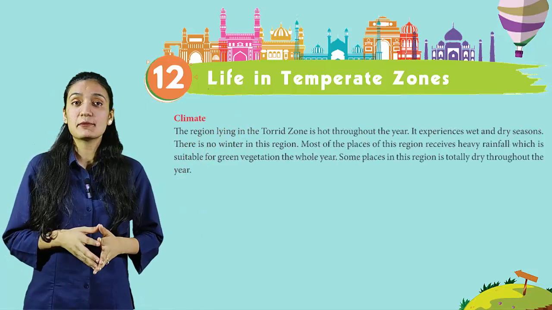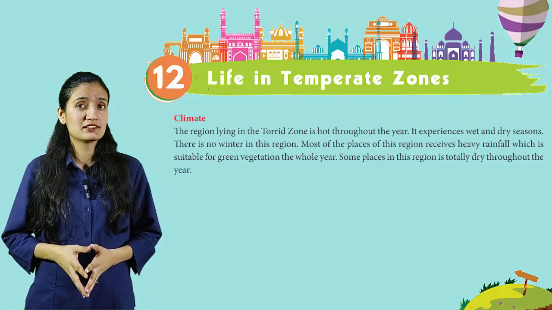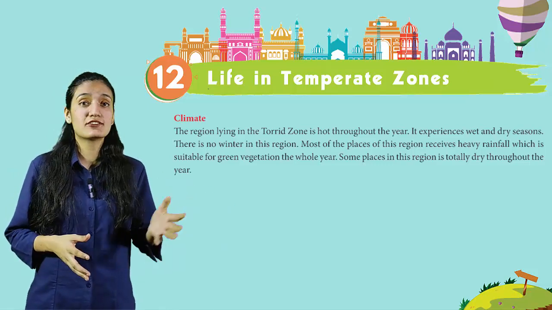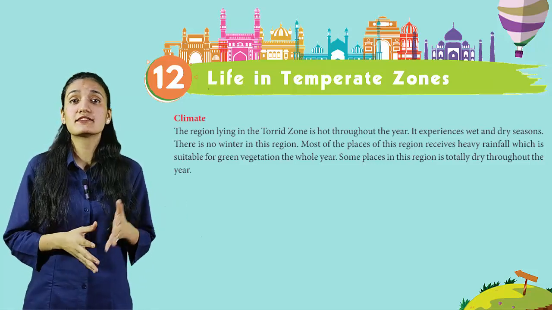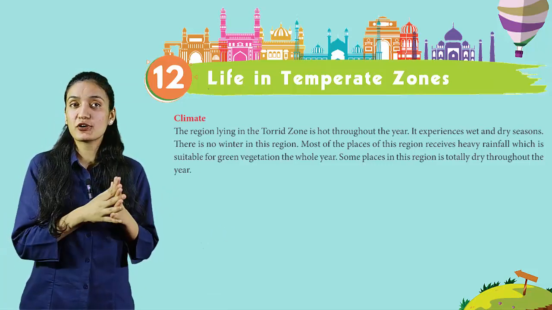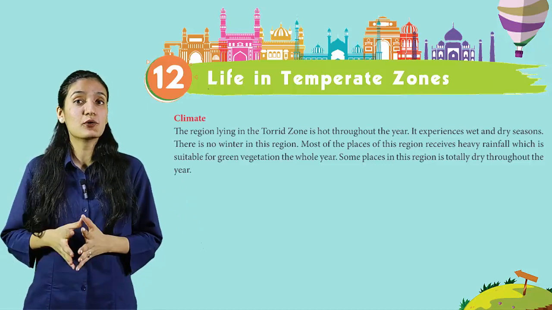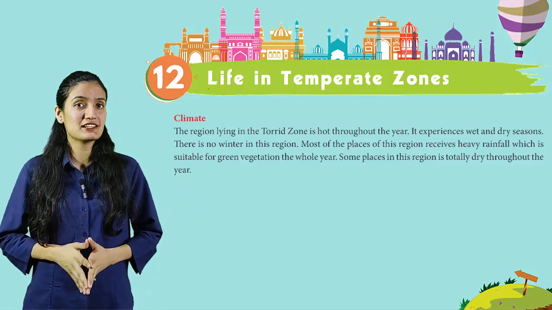Now, climate. A region lying in the torrid zone is hot throughout the year. It experiences wet and dry seasons. There is no winter in this region. Most of the places of this region receive heavy rainfall, which is suitable for green vegetation the whole year. Some places in this region are totally dry throughout the year.